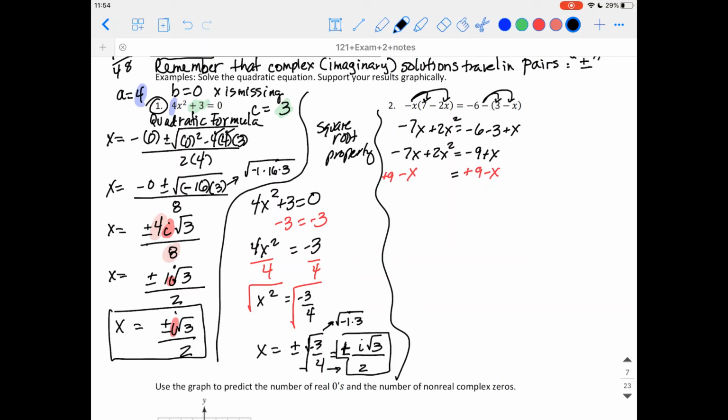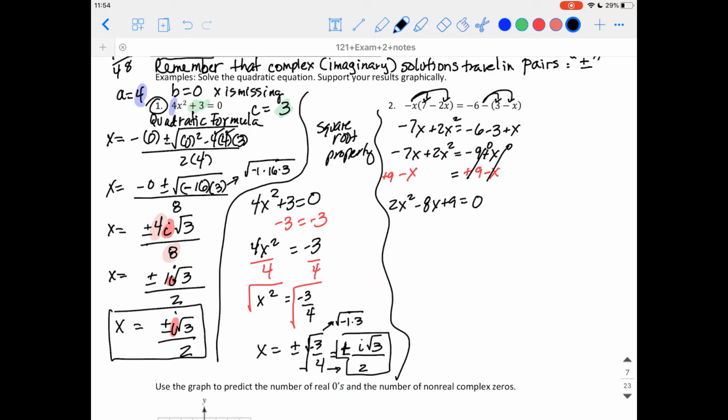So the 2x squared is first. It doesn't combine with anything. Minus 7x minus an x is minus 8x. And then plus 9 is equal to, and everything over here just cancels out or simplifies to 0.